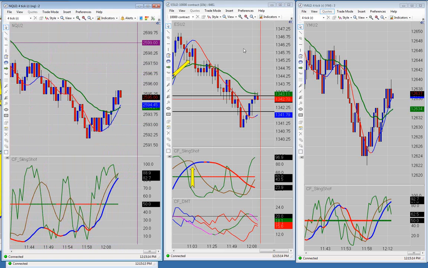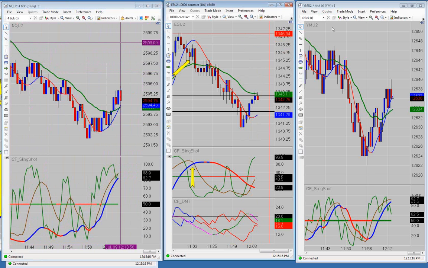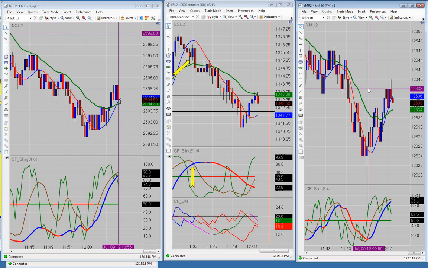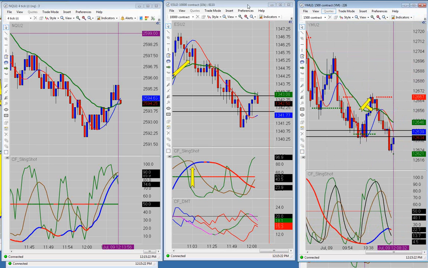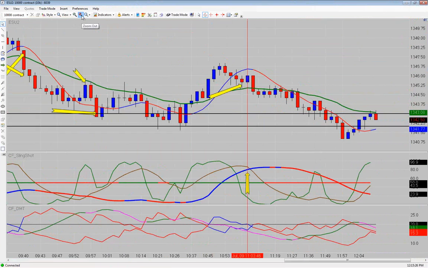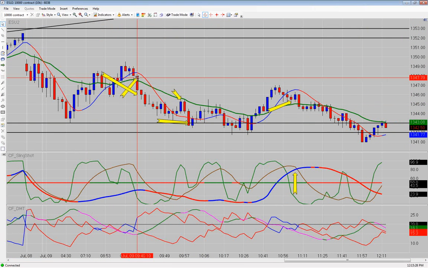And we did get some pretty good opportunity on the crude, not as much opportunity on the NQ. On the YM, I only took one trade, and I took it from a 1500 contract. I'll go over that one in just a minute. Let me go over the ES trades that I took first.